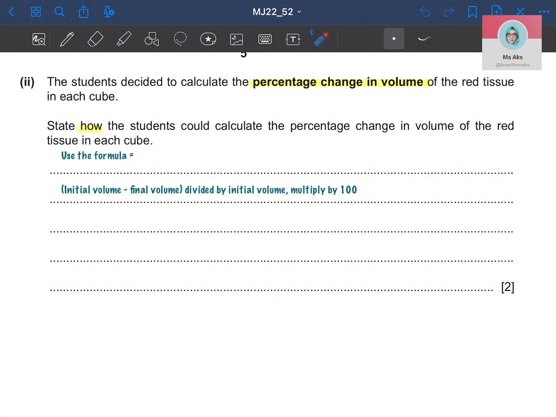And of course, now we need to remember that it's talking about percentage, right? So we need to make sure that we include in the formula, we times that with 100. So, just a description of how we calculate the percentage change. Okay.